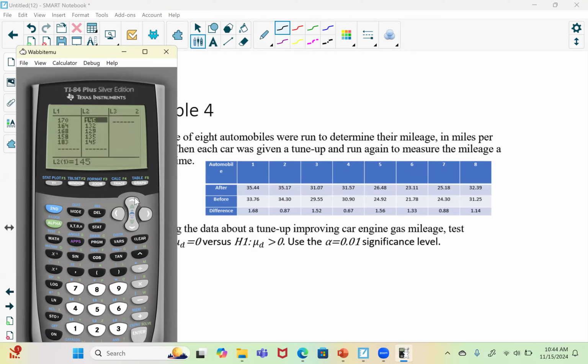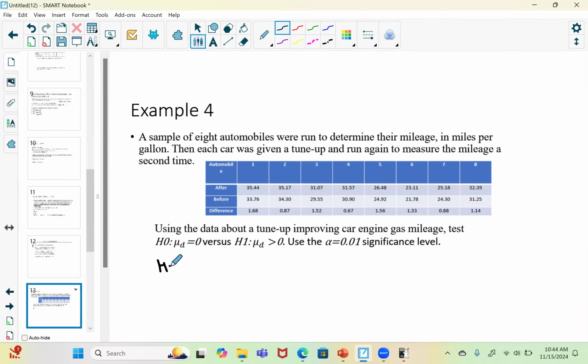But this is paired data. I know they told us it's mu d, but if you didn't know that, it's paired data because it's the same cars. So it's dependent samples. And they gave us our null and our alternative, but usually that's how we start. We write our null and we write our alternative. They gave us that. Right, so from there, we run the test.